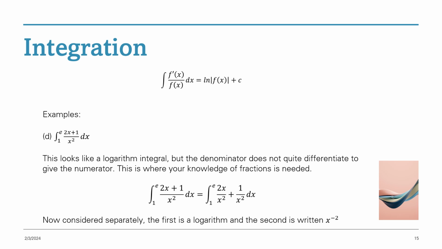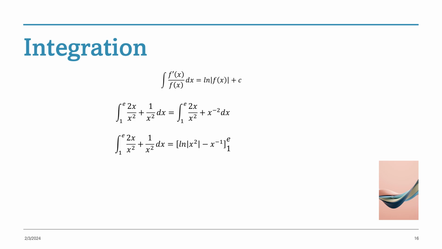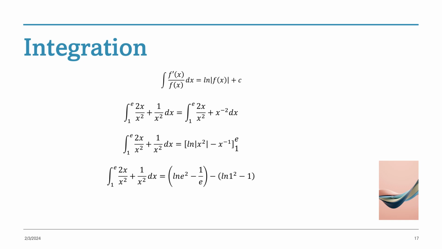The first one is the logarithm, because the denominator does differentiate to the numerator. And the second one, we're going to write as x to the minus 2. So here's our integral from 1 to e. The first one, the x squared, does differentiate to 2x, so you get ln of x squared, minus, because when we integrate x to the minus 2, we raise the power, divide by the new power, so you get minus x to the minus 1. Subbing in e first, minus subbing in 1, we get ln of e squared minus 1 over e, minus ln of 1 squared minus 1.